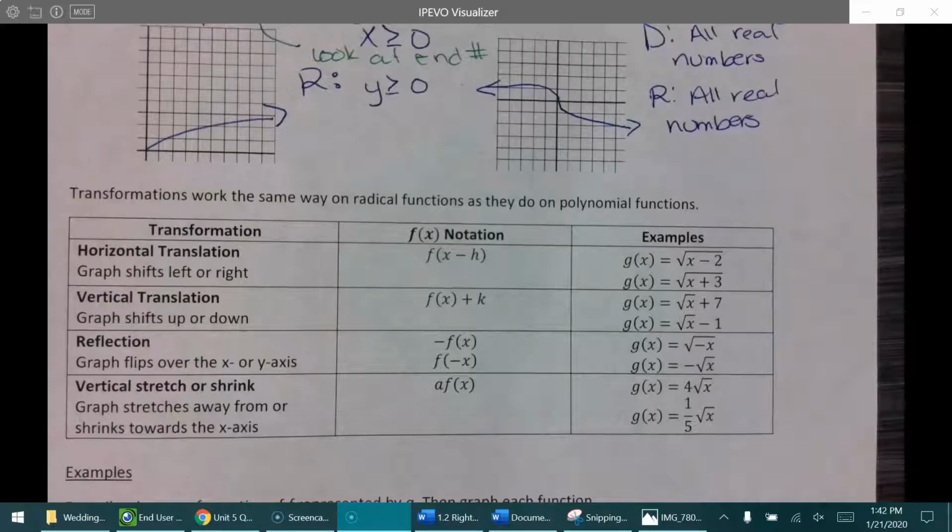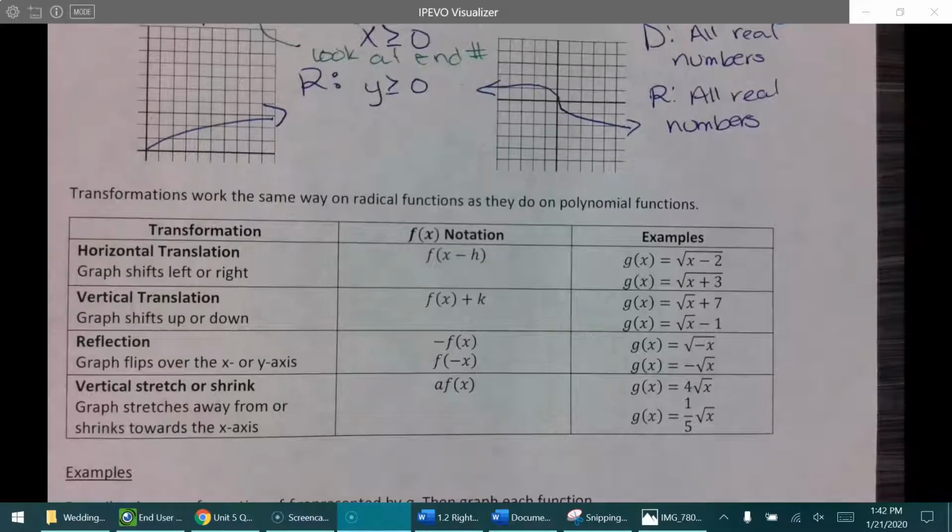Vertical translations are adding numbers outside the equation and it moves it up and down exactly the same as the sign. Reflection can flip it over the x or y axis, depending on where it is. If it's outside, it's x-axis. If it's inside, it's y-axis.